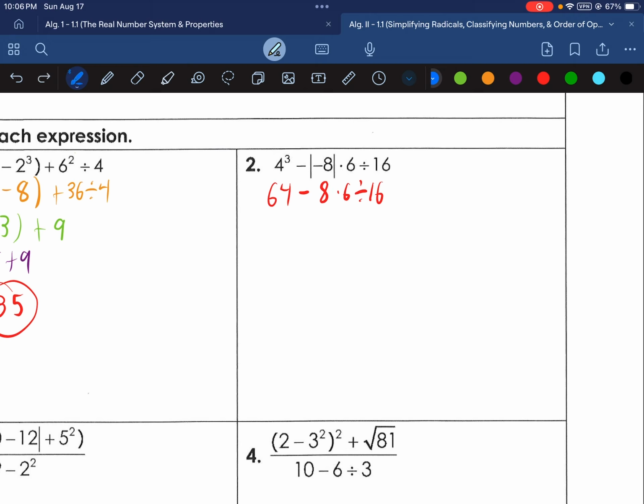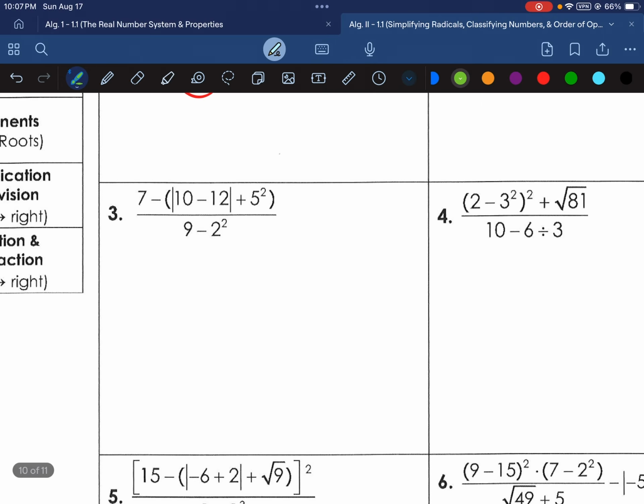So next, we have multiplication on the left, so we do that one first before the division. 64 minus 8 times 6 is 48, divided by 16. So next would come this division of 48 divided by 16, which is 3. And so we have 64 minus 3, which gives us 61.